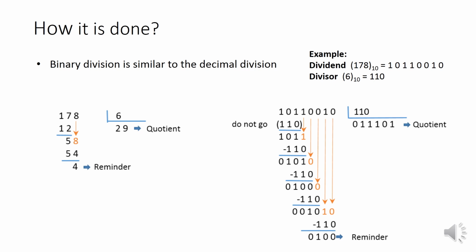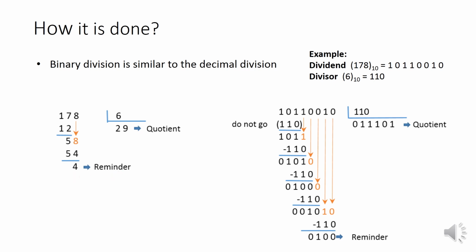How is it done? Basically, the binary division is similar to the decimal division. To quickly refresh the typical division procedure, let's take an example. Suppose we want to divide 178 by 6. This is the decimal division. This is the dividend and this is the divisor. And as a result, we get the quotient and the remainder.